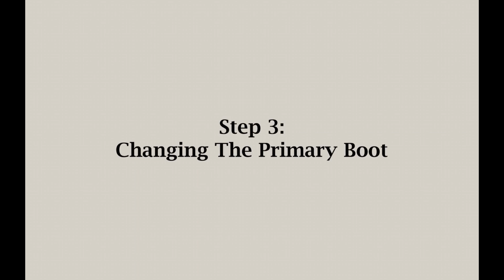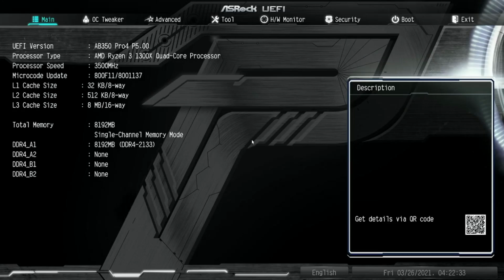Step 3. Changing the primary boot. Normally, the BIOS will search the internal hard drive for an operating system to boot. Accessing the BIOS before it boots anything is how you change the priority.